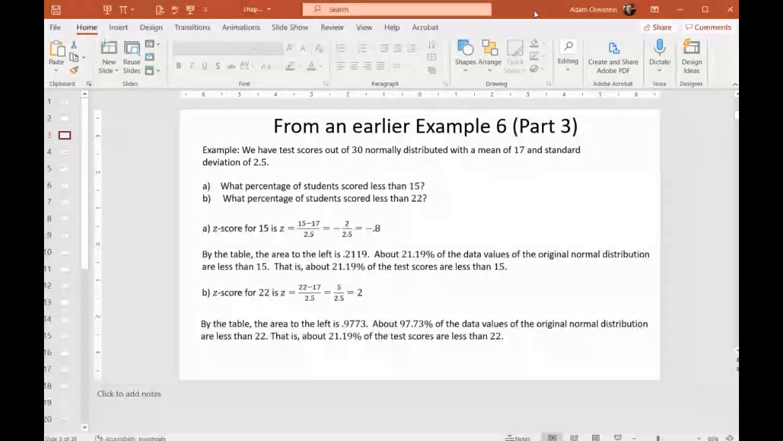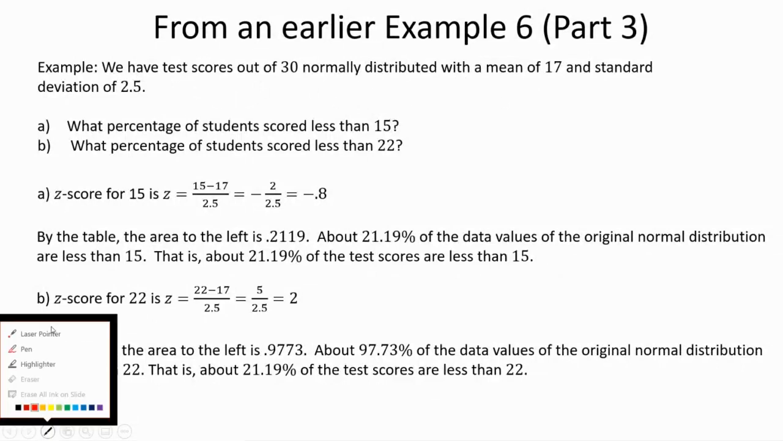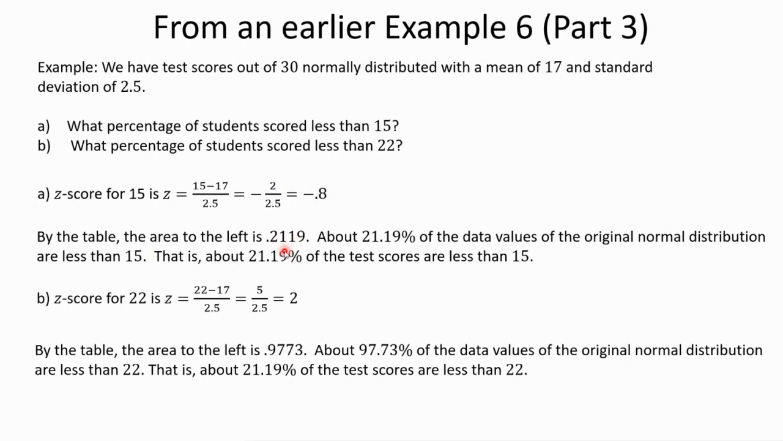And that means the area to the left of 15 under the normal distribution curve, with mean 17 and standard deviation 2.5, is 0.2119. We convert it to a percent though, so about 21.19% of the data values are less than 15. So about 21.19% of the test scores are less than 15. That's really what I'm trying to say here.